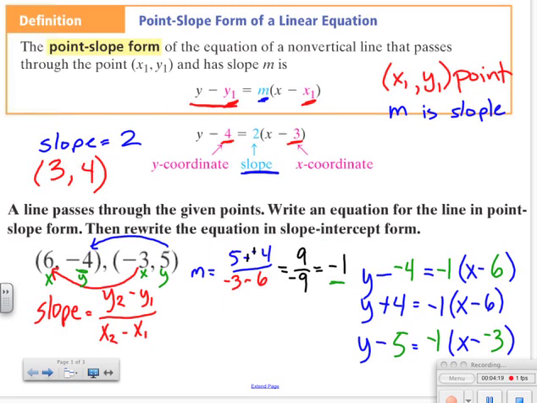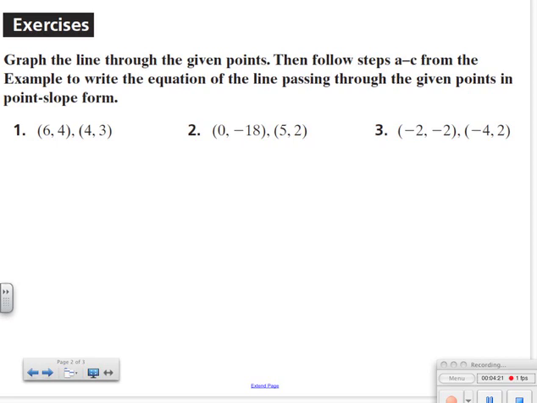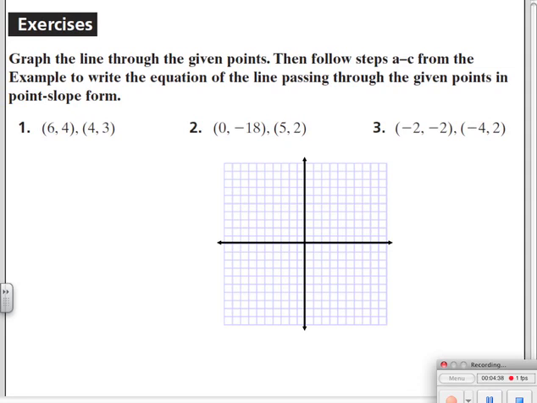So now let's look at your reteaching, which is what we handed out today. You're going to graph the line through the given points and then follow the steps that they have above. You can follow the steps that I just went over. So what we're going to do is I want you to graph this first. So you're going to graph these 2 points. In this case, I'm just going to do number 1 for you.